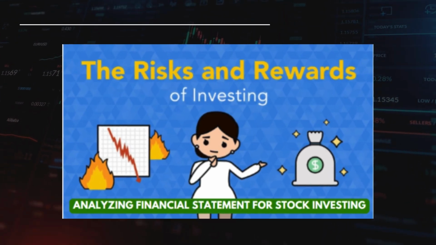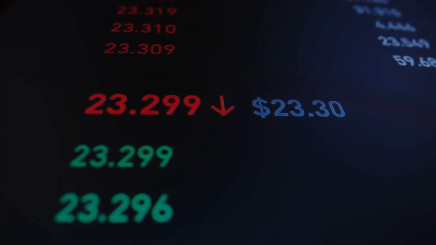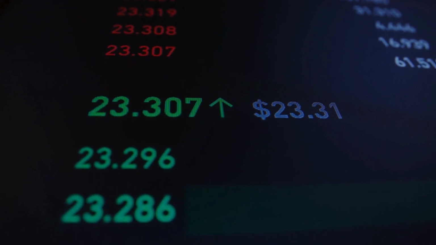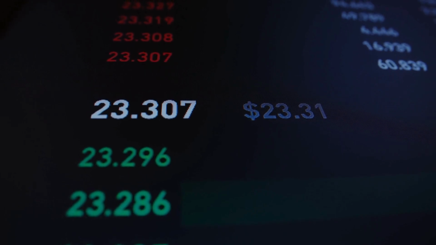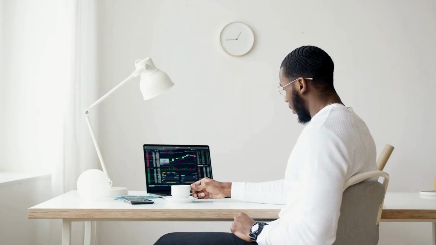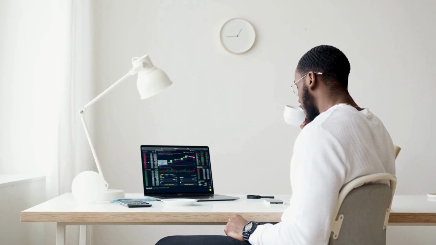Learn to analyze assets, liabilities, and equity on a balance sheet to assess a company's financial health and stability for profitable stock investments in 2025. Mastering income statement insights. Understand how to evaluate revenue, expenses, and net income trends to gauge a company's profitability and growth potential for smarter stock picks.